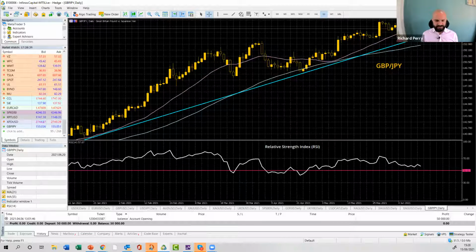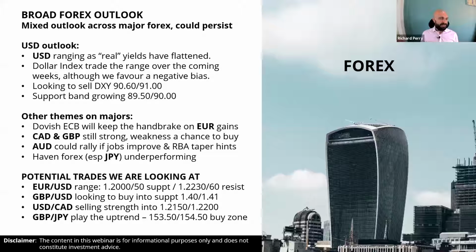So going back to the slide, there are 4 trades that I'm looking out for there. Euro dollar range, looking to buy sterling in that 140 to 141 area. Dollar CAD, continue to play that big downtrend channel, so looking to sell into strength, and sterling yen as well, playing that continued uptrend.